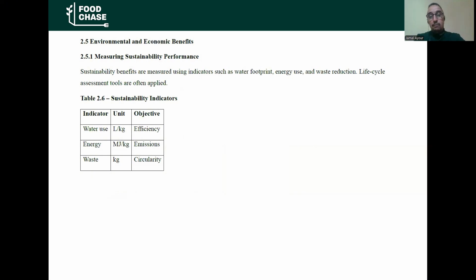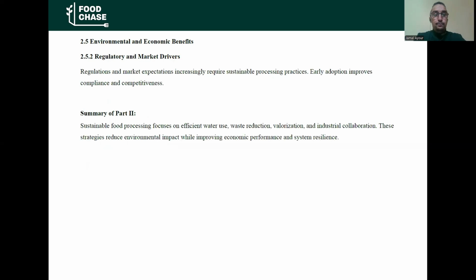Measuring sustainability performance is one of the applications that industry uses to create sustainability benefits, with different indicators such as water use, energy, and waste of different products. It depends on the objective. It is to reduce the footprint, energy use, and waste.